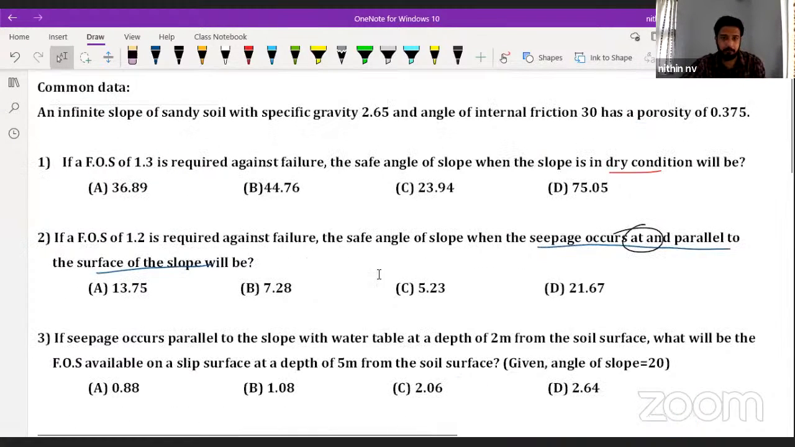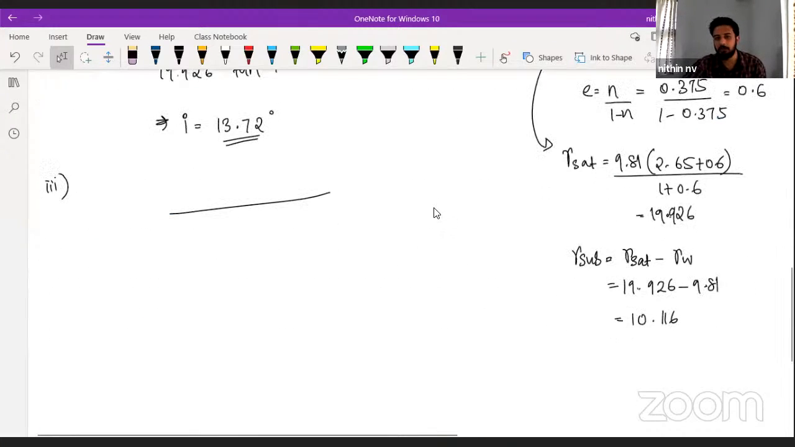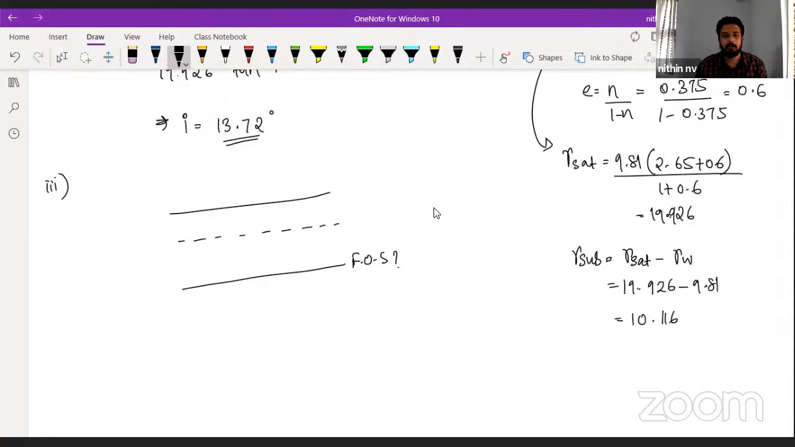Totally how much it is? They are asking at a depth of 5 meters only. Okay, then no issue. So at 5 meters we have to check the factor of safety. They told that 2 meters we have water table, so seepage is also happening here. Now how can we take the equation? Factor of safety is equal to, now here the soil is not entirely under submerged condition.